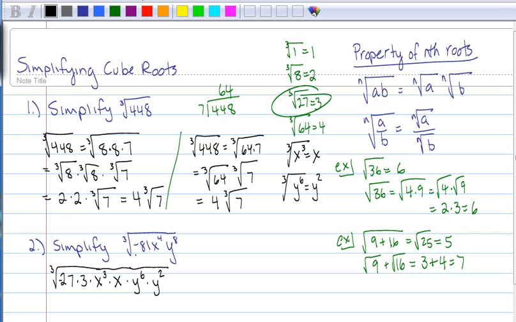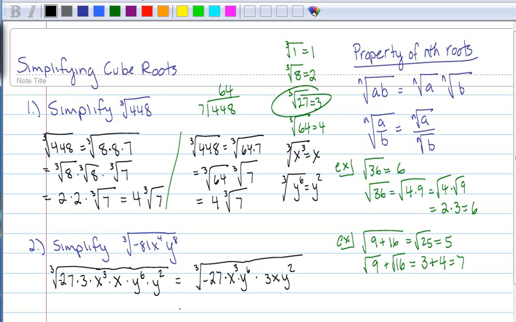So now we have not changed the problem. This is an 81, this is an x to the 4th, and this is a y to the 8th. So let's just write all the perfect things first. Negative 27 on the left, x cubed and y to the 6th. Those are all the perfect things. The things that are not perfect are, oh, I forgot the 3, a 3, an x, and a y squared.